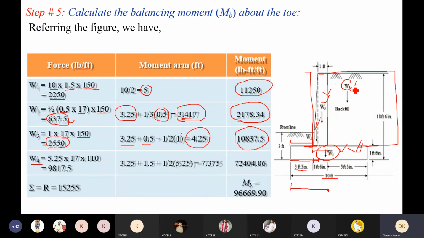Then you have W4, that is this one. You have W4, the weight or the moment due to the backfill. Sorry, we have to consider the total height. Now we have to calculate from here till here.